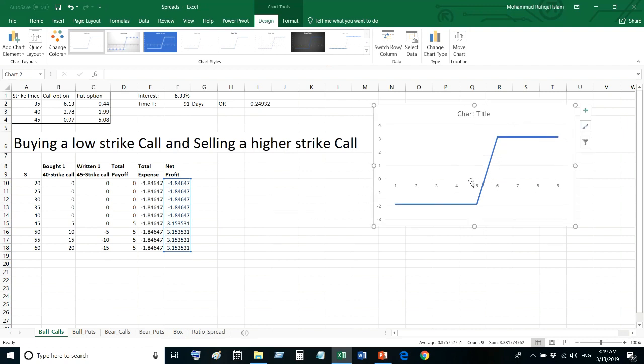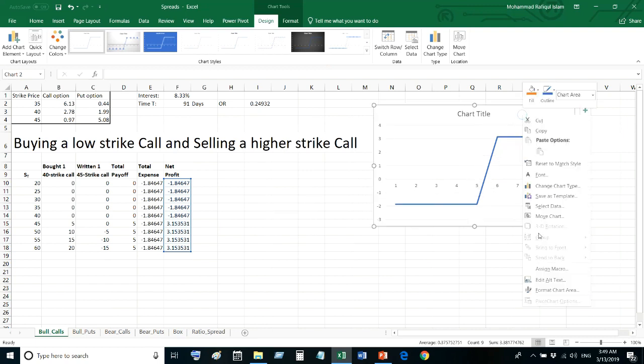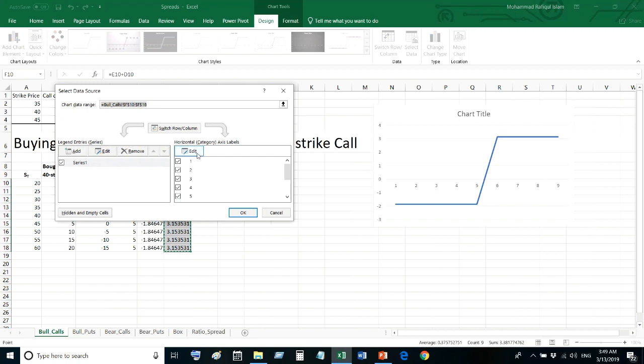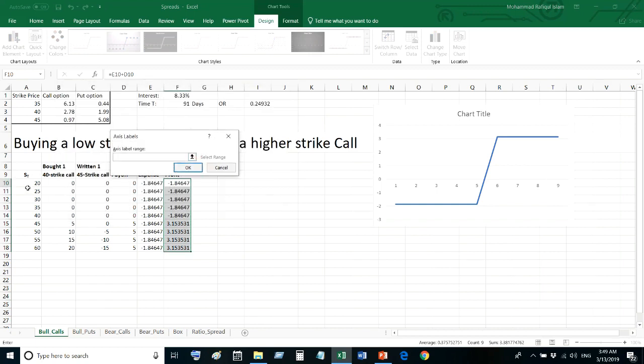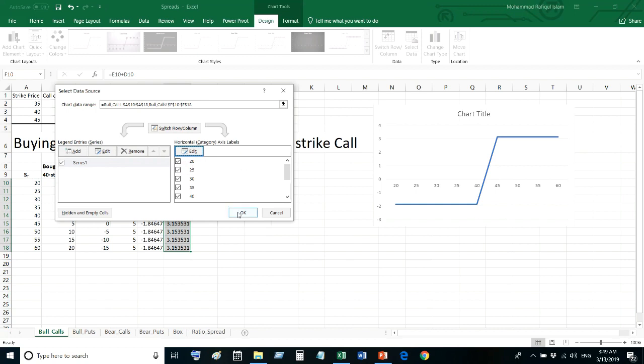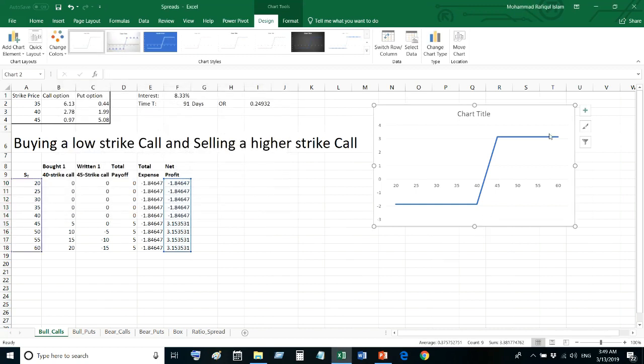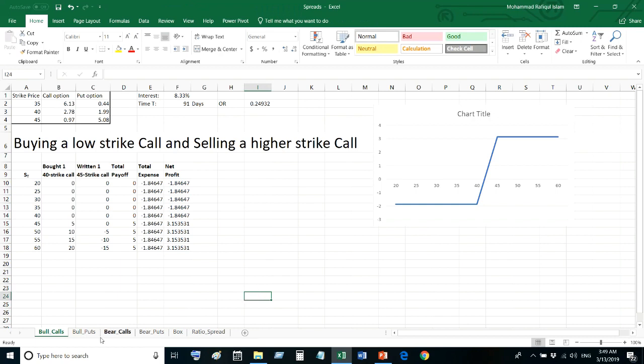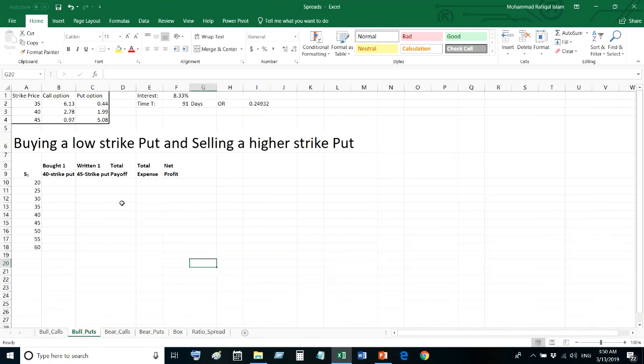That's the graph for the bull spread. Select data, edit this column, this row. Well, this is our bull spread for call options. Similarly, we can make a bull spread using puts. So this is my sell. We can make it here.